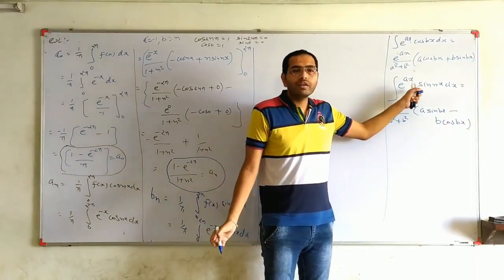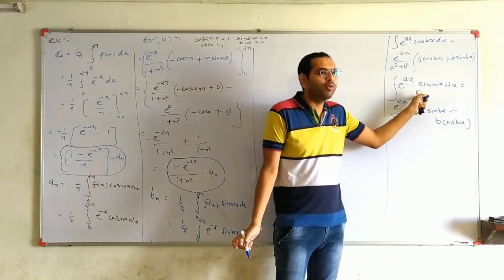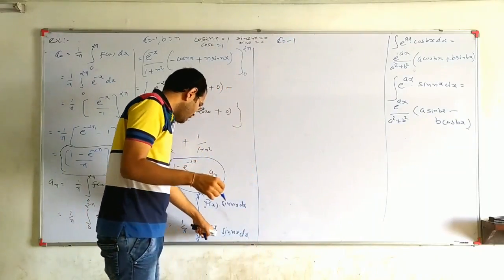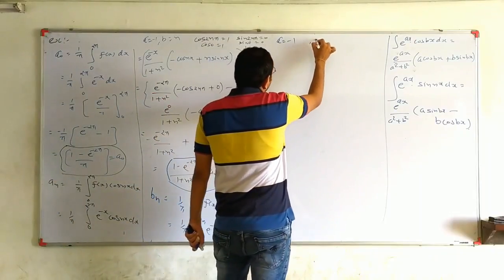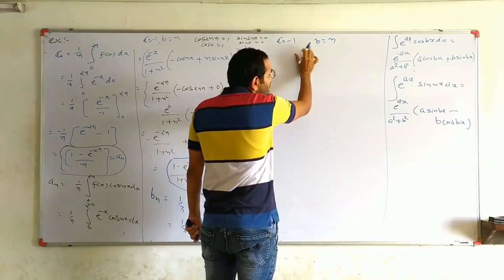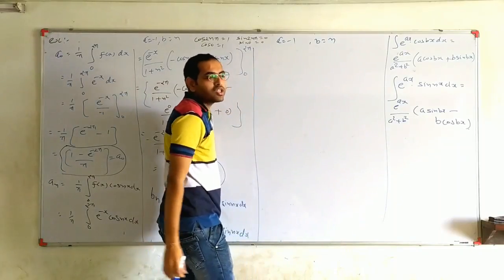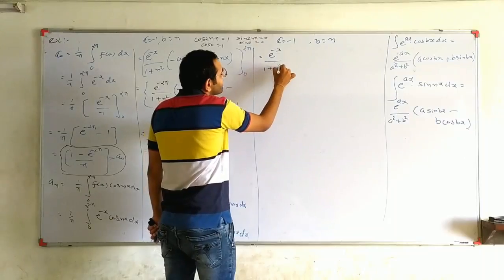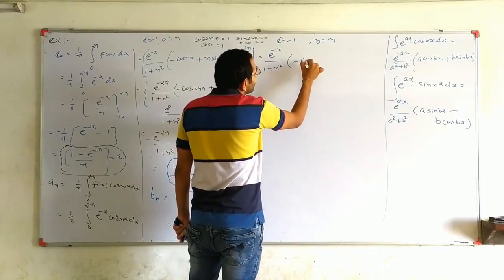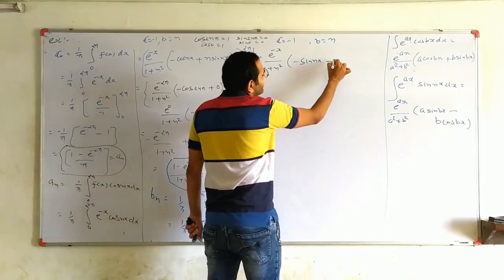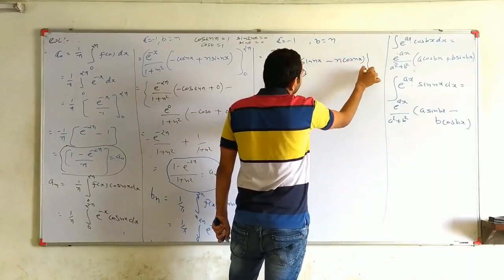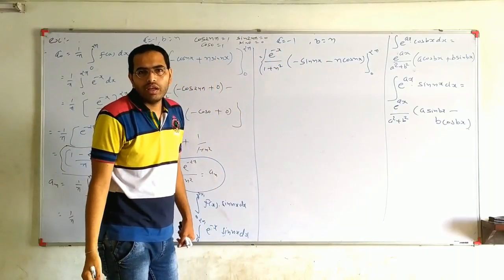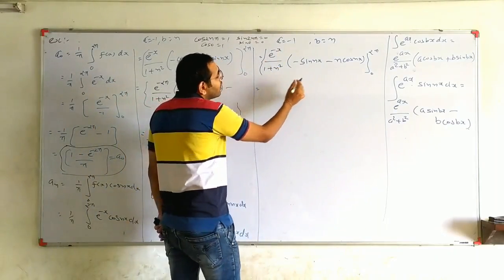Then compare this equation to this formula. Here a equal to again minus 1 and b equal to n. Substitute the values of a and b in this equation. Then we get e raised to minus x upon 1 plus n square, times minus sin nx minus n cos nx. Here the range of the integral is 0 to 2 pi. Then upper limit minus lower limit.